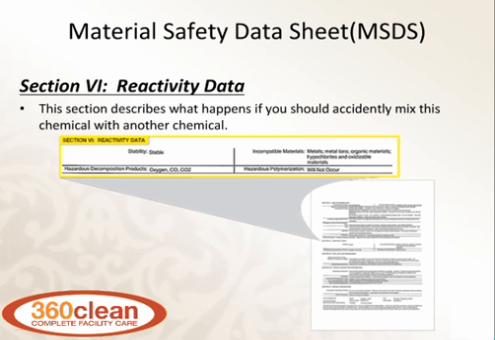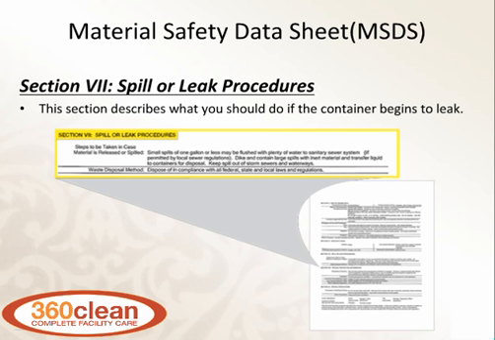Section 6. Reactivity data. This section describes what happens if you should accidentally mix this chemical with another chemical. Section 7. Spill or leak procedures. This section describes what you should do if the container begins to leak. It should describe if you will dispose of it with water, down the drain, capture it, etc.